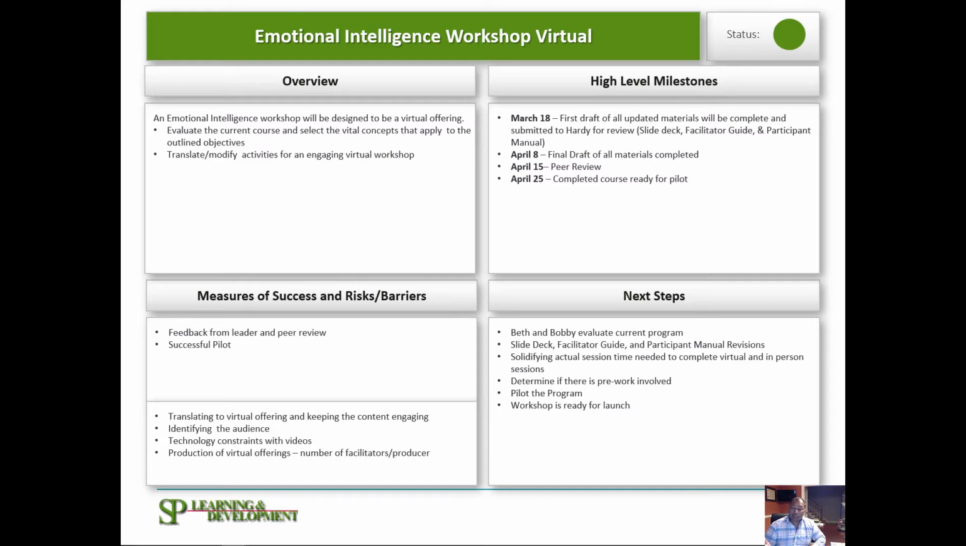It can be a gap on anything, right? It can be a gap on interactions, it can be a gap on empathy, whatever emotional intelligence would get at. But my point on this example is on the top left quadrant, you have the overview, and it talks about what the program is all about and what it's going to do. On the bottom left quadrant, it talks about the measures of success, risk, and barriers also that this program may encounter. And so this is important because this helps your client realize the importance of the project and also what you see as a potential problem.